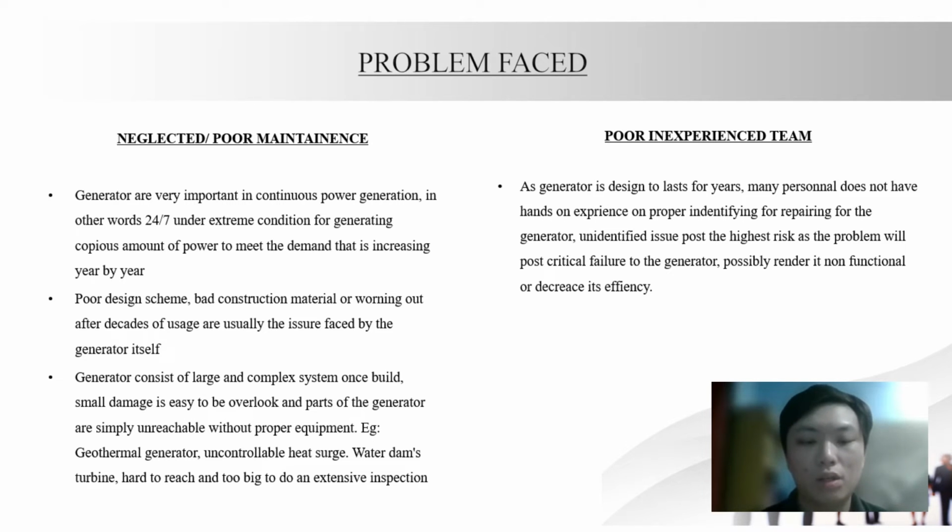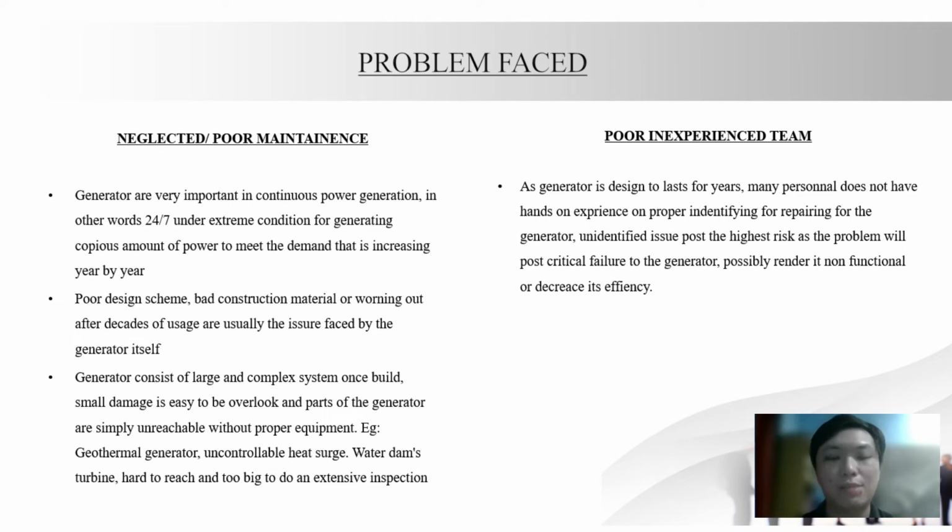The second one is a poor and inexperienced team. As a generator is designed to last for years, many personnel do not have the hands-on experience or proper training in identifying issues and repairing the generator. Unidentified issues pose the highest risk, as the problem can cause crucial failure to a generator, or it will be a sign of future damage. That will cause a catastrophic failure in the times ahead.